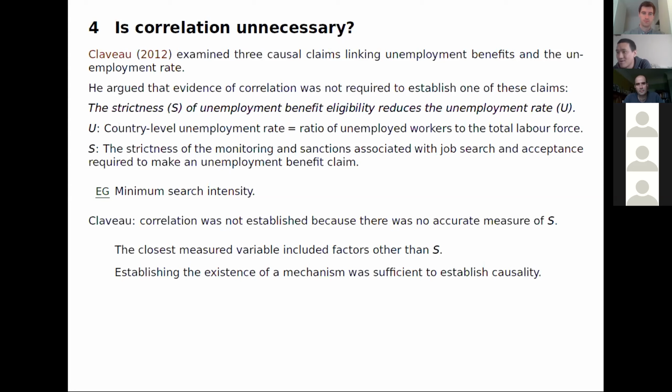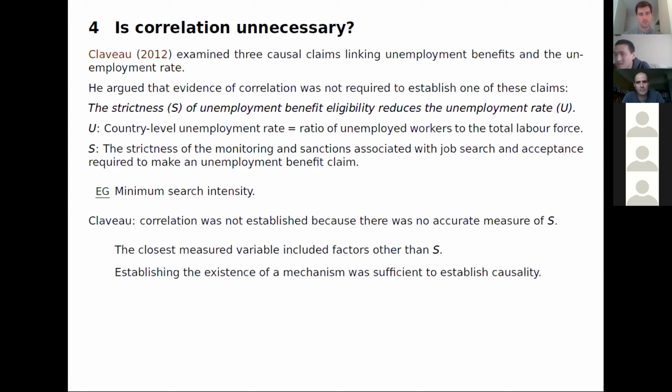There is a lot of evidence; studies show that benefit sanctions induce a sharp increase in the exit rate from unemployment to employment across countries. In other words, the strictness of unemployment benefit eligibility is a negative cause of the unemployment rate across countries. Clave's argument is based on two premises. One, there's no universal quantitative measure of the strictness of monitoring and sanctions. Premise two, there's only mechanistic evidence for the causal claim. Because there's no universal quantitative measure of the strictness across countries, Clave argues that a correlation between the strictness of monitoring sanctions and the unemployment rate across countries is difficult to establish.